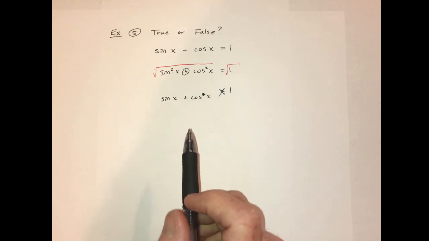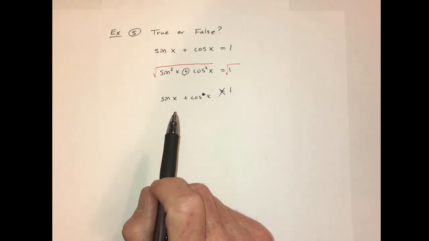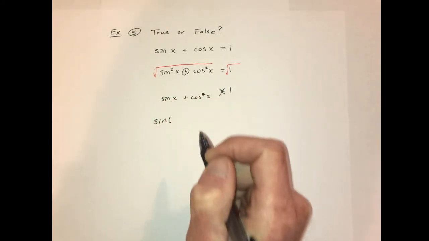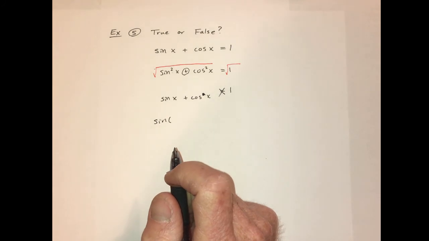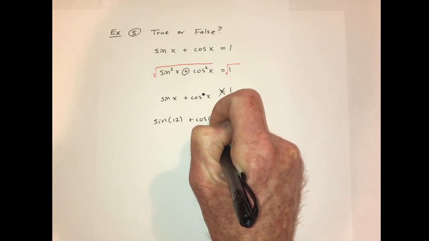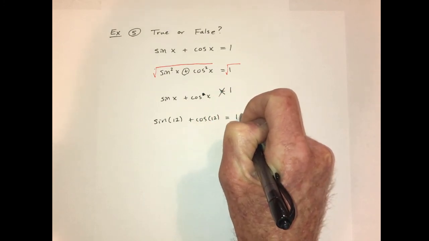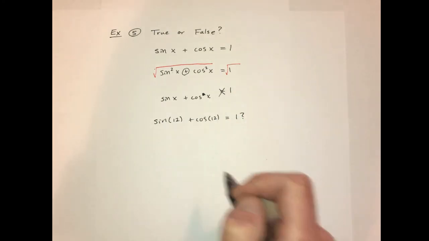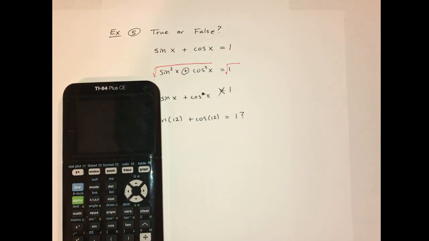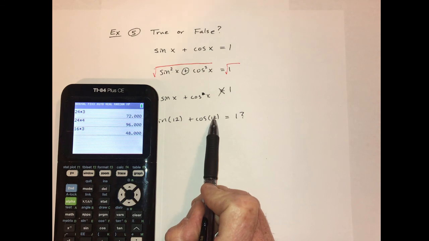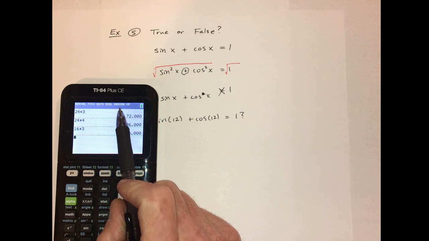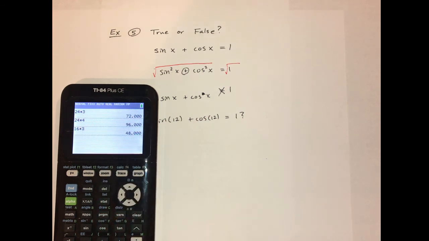Now, if you're going to prove that something's false, all you need is one number to prove that it's false. So I'm just going to randomly pick a number. Sine of, what's your favorite number? All right, 12. Plus cosine of 12. Does that equal 1? And now it's a question. So use a calculator. This is in radians because it doesn't have a little circle on it. So this needs to be in radians, which it is. As you can see, I was doing some pretty high-powered math earlier.